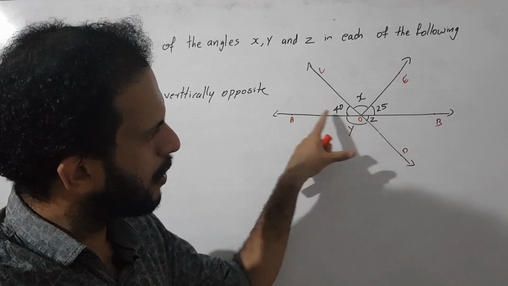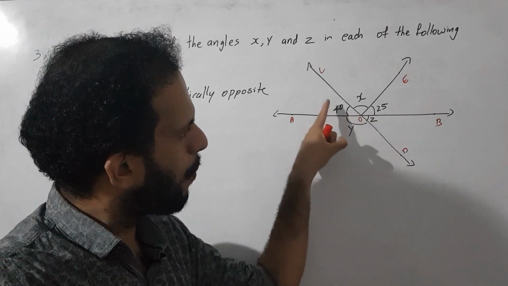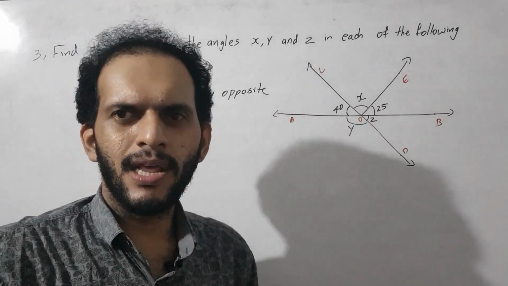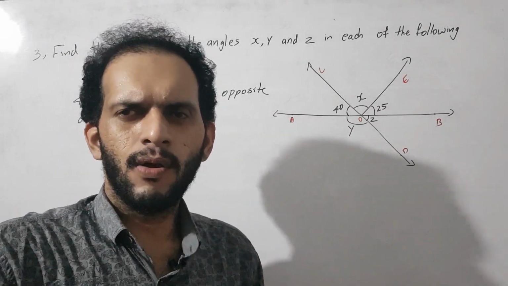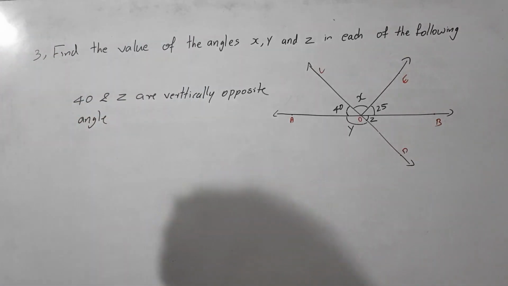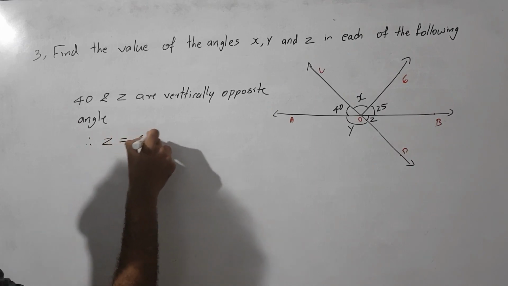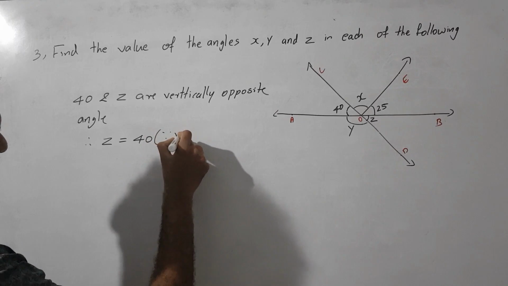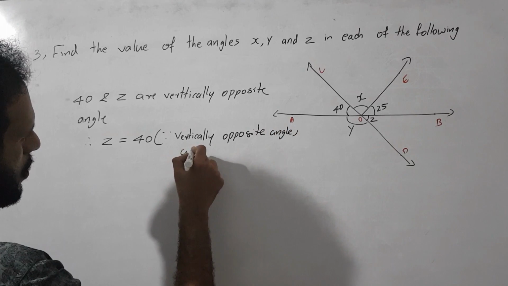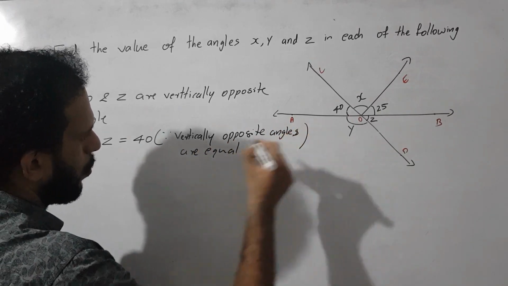Similarly, angle Z lies between the line AB and the line CD. They are opposite to each other, aren't they? So they are vertically opposite angles. Then what is the property of vertically opposite angles? We know that vertically opposite angles are equal. So therefore Z is equal to 40. What is the reason? Since vertically opposite angles are equal.